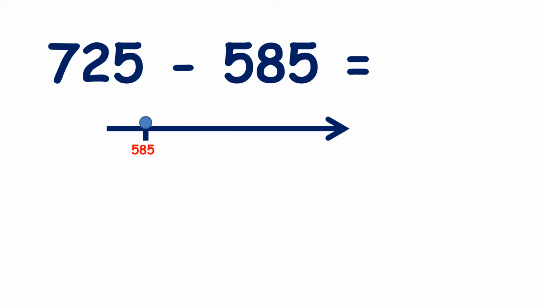Now pause the video and see if you can find the difference between 725 and 585. So if we're on 585, we don't want to go to 785 because that would be too many. Instead, we can add 100 to make 685. Now we need to add tens. So if we add 2 tens, or 20, that takes us to 705.